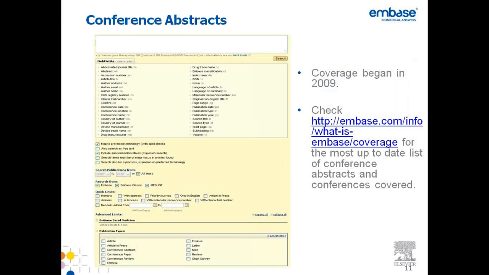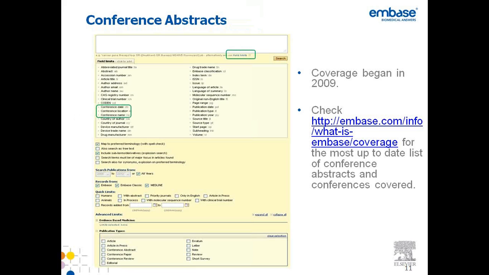We also have conference abstract content, which I said is in Embase. And importantly, you need to be able to search this, of course. So here I've shown you a screenshot of the advanced search form. Looking at field limits, you'll see that you can search specifically in the conference date, conference location, and conference name.